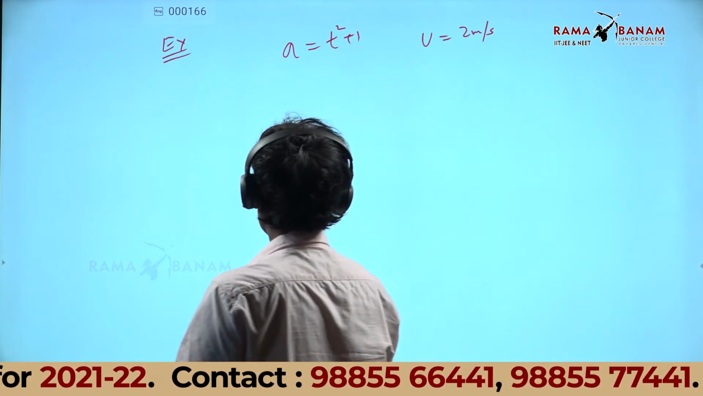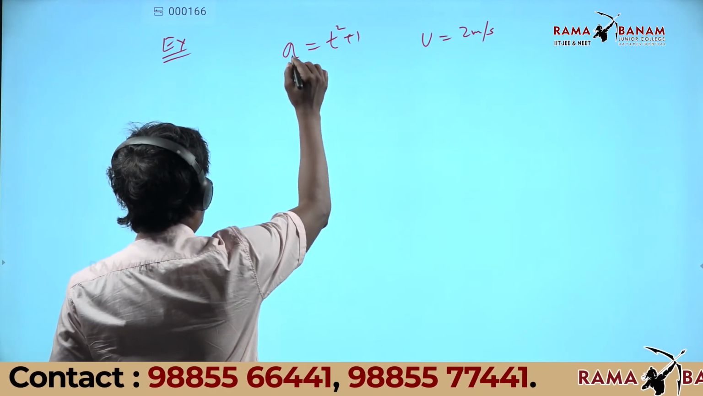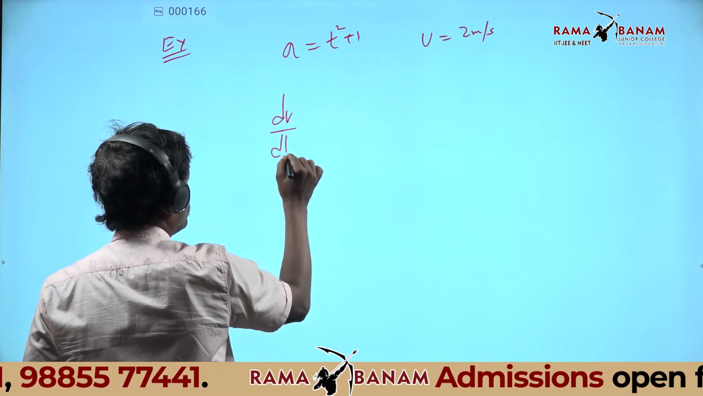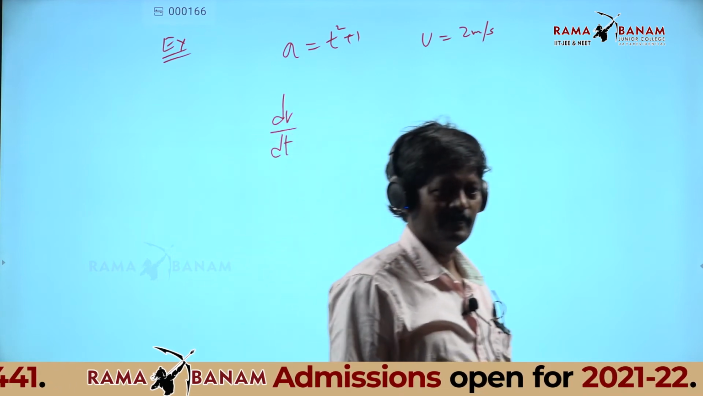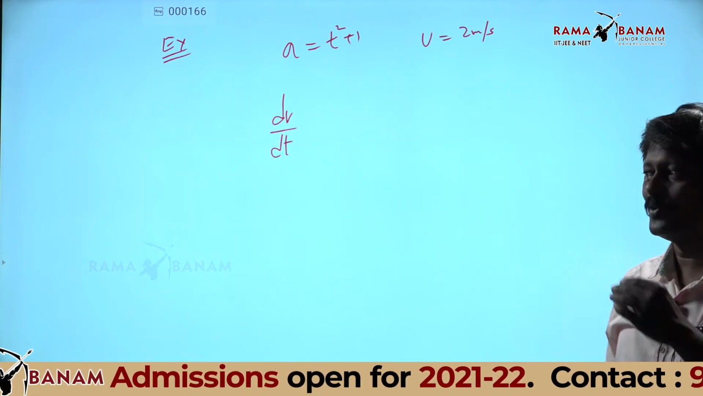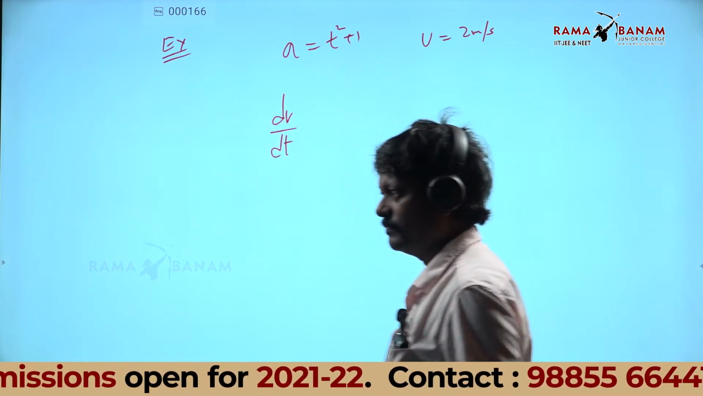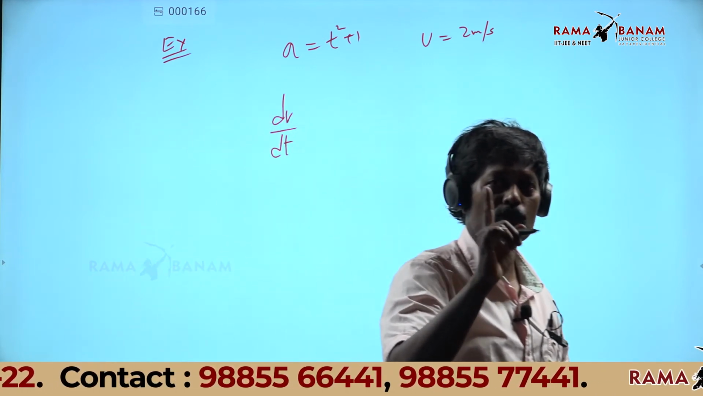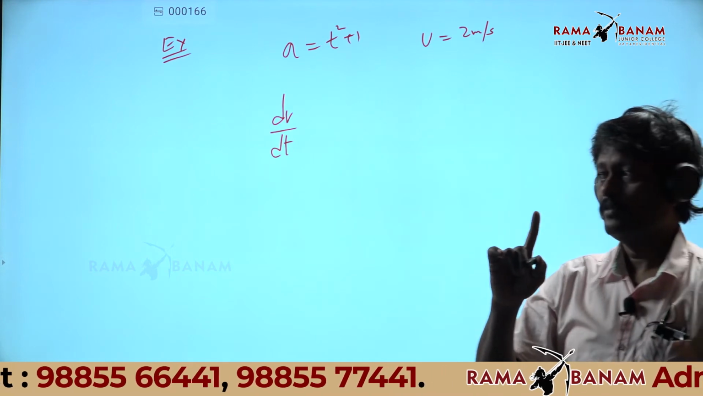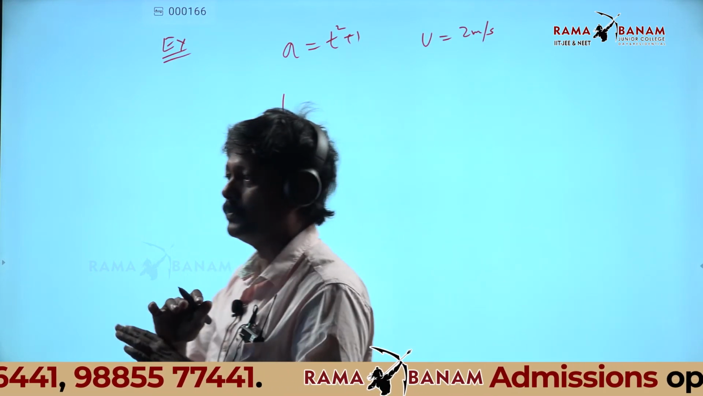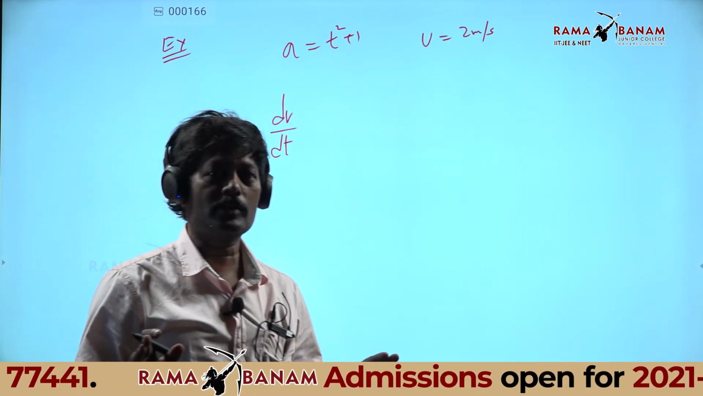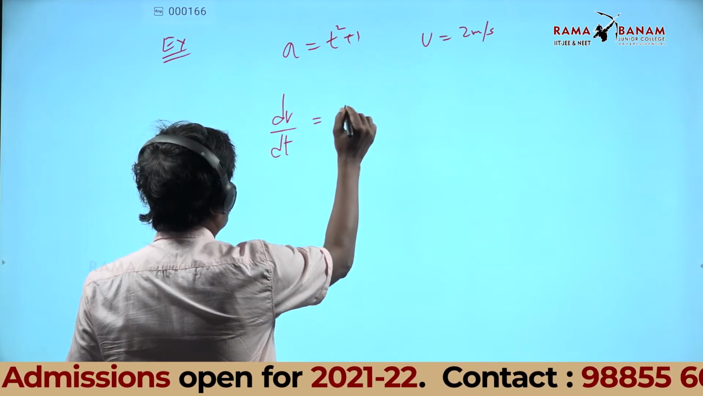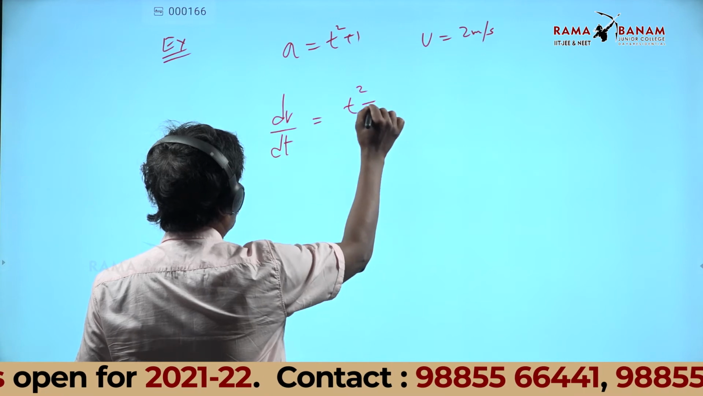Now listen. In the place of a, can I write dv by dt? Yes, because you know dv by dt is acceleration. I cannot use v equal to u plus at, s equal to ut plus half at square, or v square minus u square equal to 2as, because acceleration is not a constant. Here a equals t square plus 1.